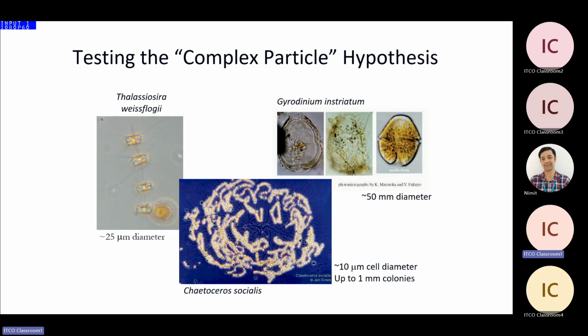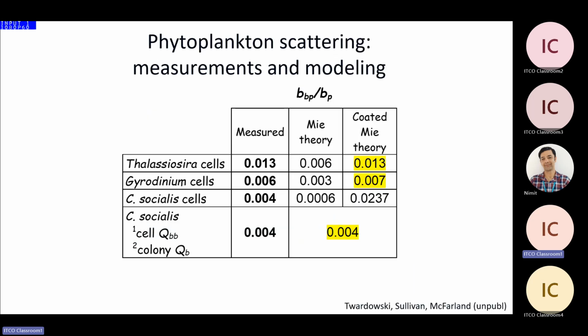These are different phytoplankton. We have Thalassiosira, which is a diatom. It's got a hard frustule outer cover, a cell wall. Chaetoceros socialis is a colonial diatom that also has a hard frustule on the outside. And then Gyrodinium, which I think is called something else now, which has a hard chitin outer shell; it's a dinoflagellate. We made measurements of backscattering ratios for each of these different types of cells.